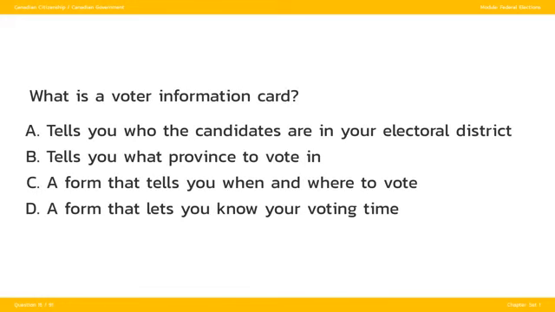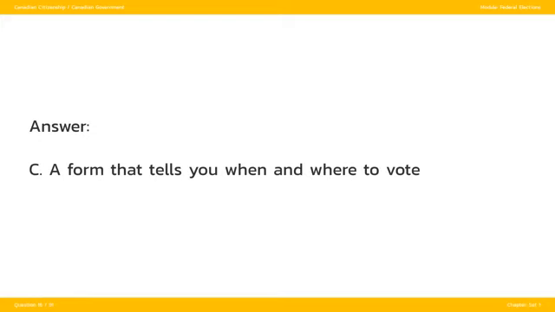What is a voter information card? A. Tells you who the candidates are in your electoral district. B. Tells you what province to vote in. C. A form that tells you when and where to vote. D. A form that lets you know your voting time. The answer is C. A form that tells you when and where to vote.